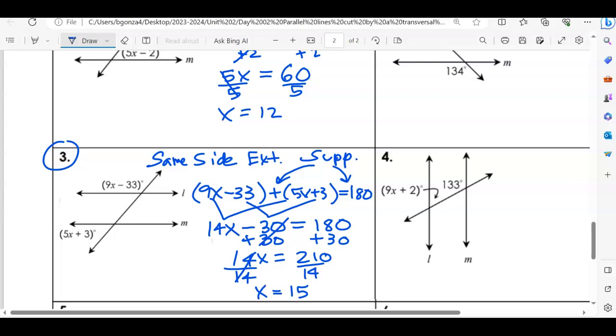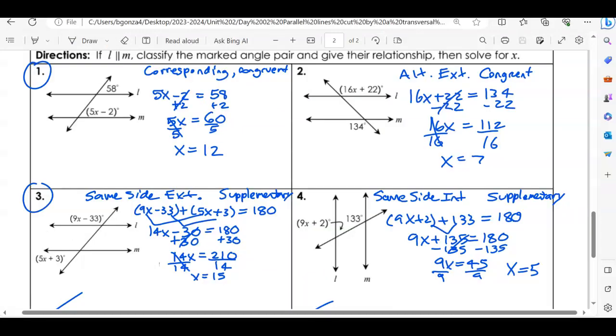So once you get x, could you plug it back in to get this angle, plug it back in to get this angle? Okay. Now, I've shown you step by step when they're congruent and also when they're supplementary. Okay, look. So I wanted to give you the 2 more examples. Okay, so I'm just going to put it up here.